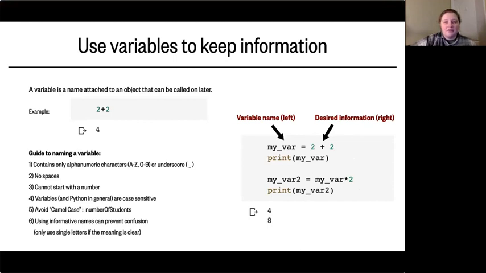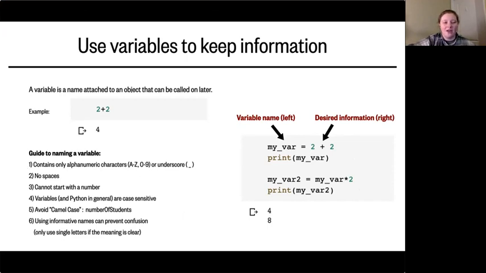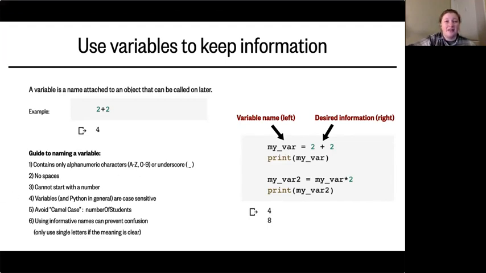In a previous lesson, variable names were discussed, but I think they're worth going over again. So variable names can only contain alphanumeric characters, meaning A through Z or 0 through 9, or underscores. They cannot contain spaces. Instead, a lot of people use an underscore as the space if they need to. Python cannot have variables that start with numbers. In that case, you will get an error.